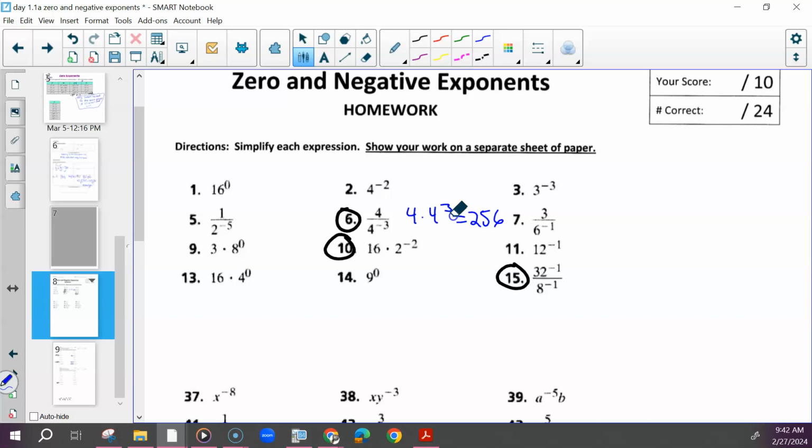10 does the opposite. It has a negative, so it's going to come down. And then simplify 2 squared. And then simplify 16 over 4. Questions on those two so far?